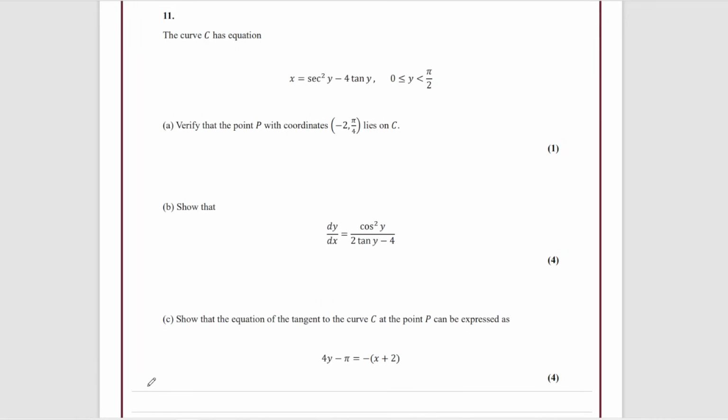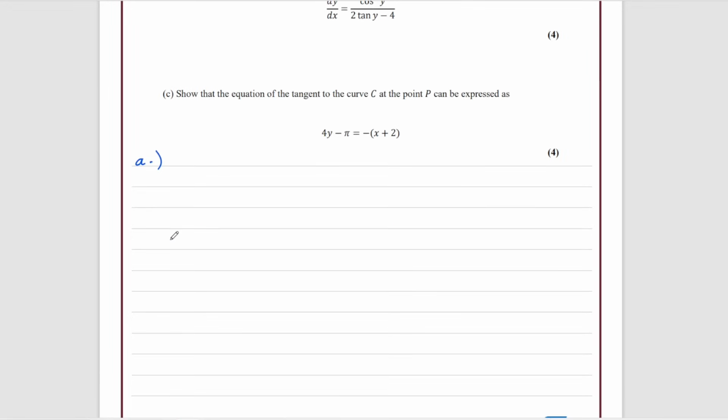Moving on to question 11 then, where we have the curve C, which has the following equation. So we've got x equals sec squared y minus 4 tan y. Now for the first part here, we just want to verify that the point P with these given coordinates of -2 and pi over 4 lies on C. So nice and straightforward here just to get us started.